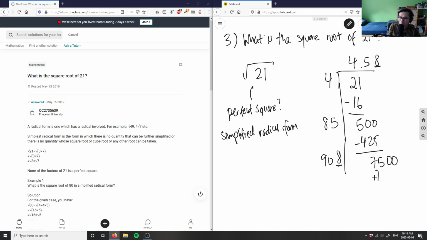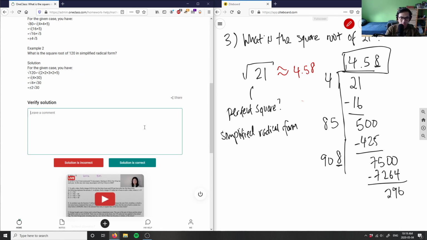This would be 7,264. Subtract those two numbers, I get 296, I believe. And this one here, again, I only really care about 2 decimal places, but this here is our answer for the square root of 21, right? 4.58 here is approximately 4.58 here. And we just used the method as a solution to prove that this here equals 4.58.